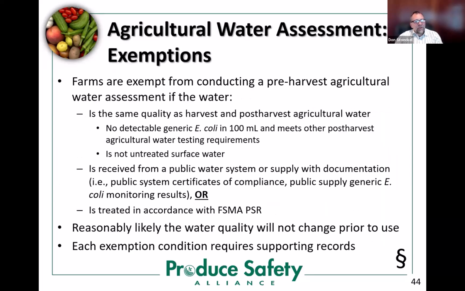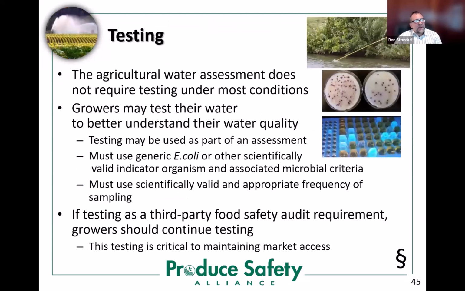There are three specific examples of exemptions to the agricultural water assessment. Each one of those is generally related to whether the grower knows the water is equivalent to drinking water quality from a microbiological standpoint, and also has the documentation to support the feeling that the water is equivalent to drinking water quality, and that the quality of the water will not change prior to use.